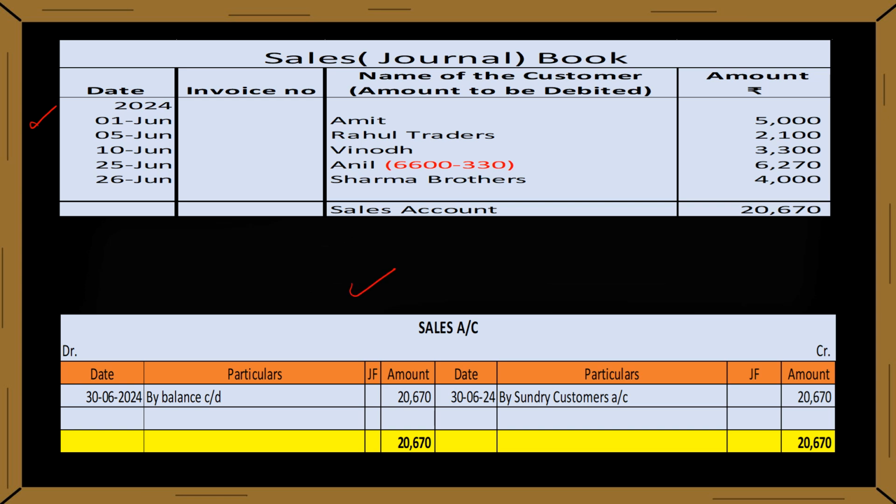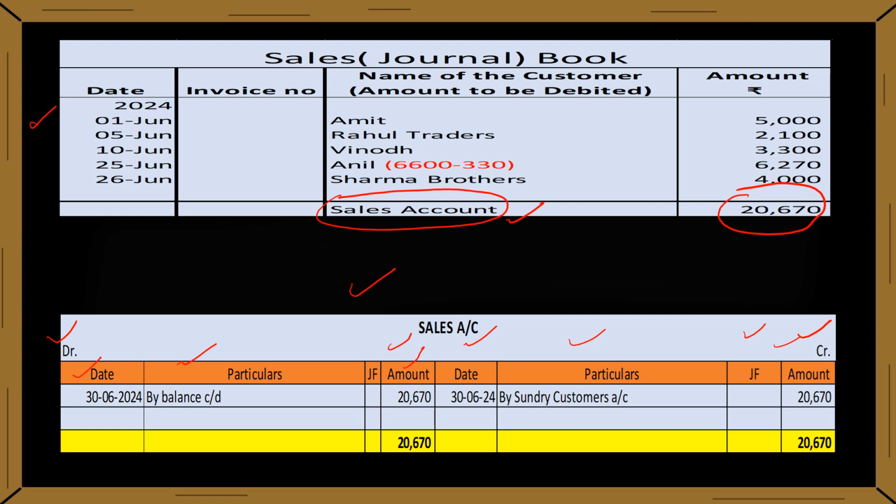Any ledger account will have the standard format. On the left side it will be DR, on the right side it will be CR. On the left side there will be date, particulars, JF, amount; that is, on the debit side all these columns will be open. Again on the right side, or the credit side, date, particulars, JF, amount columns will be opened. Now we have to transfer this sales total of 20,670 to the sales account.